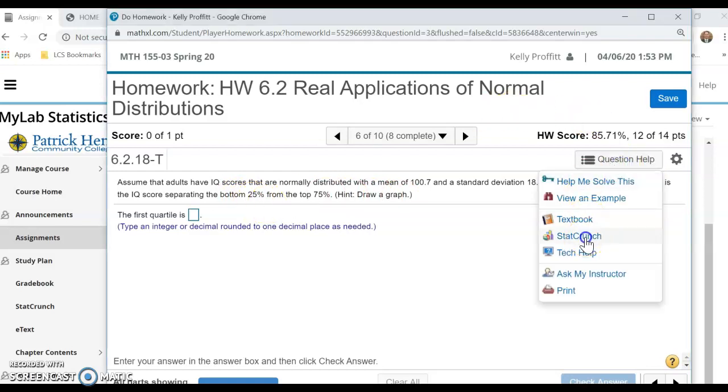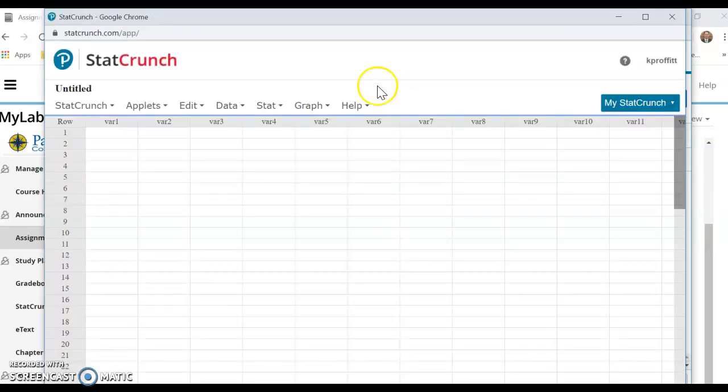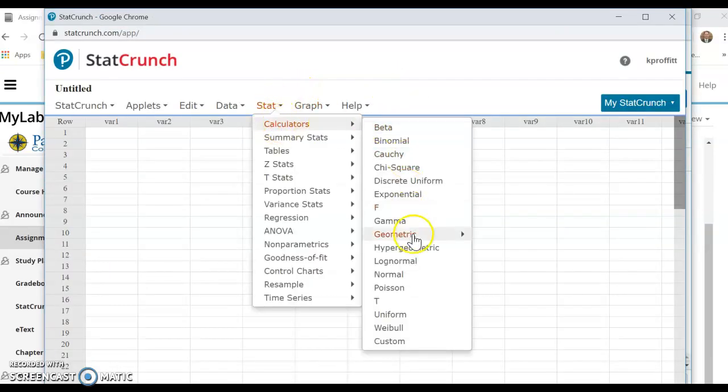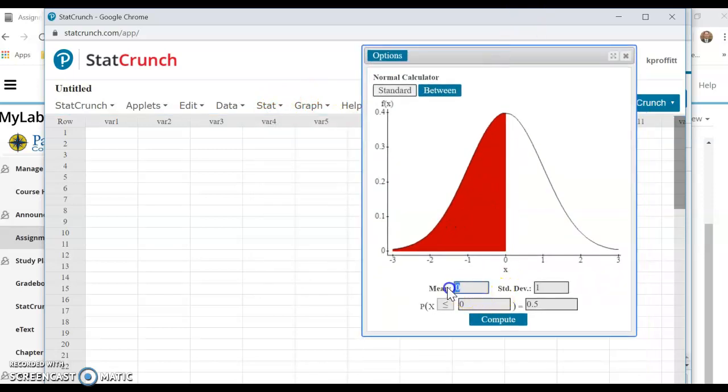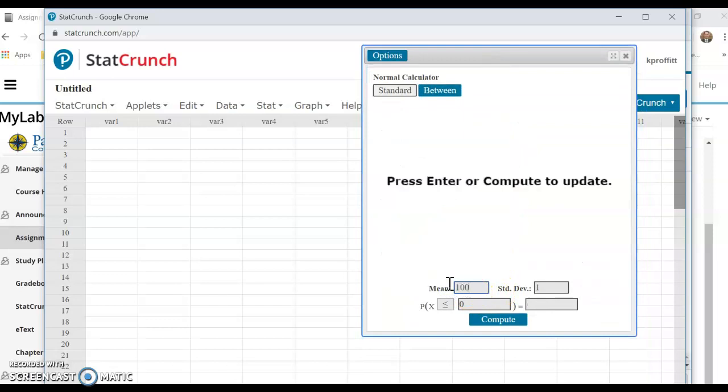So we can go to StatCrunch. We'll go to Stat, Calculators, Normal. All right, we're looking for the cut score. Now we have to physically type in our mean of 100.7, and we have to type in our standard deviation of 18.9, which was given in the problem. And we're looking for the IQ score such that below that would have 25% of the area. So we're going to type in the 0.25 in this box.